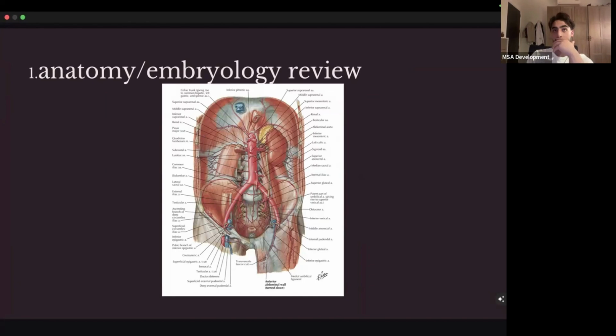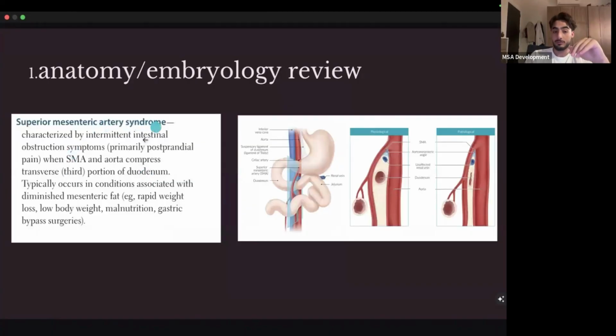Now, let's say we have a condition where a patient is maybe bedridden, or they're on an extremely strict diet where they're losing a lot of weight very quickly, and then they end up with bilious vomiting and signs of obstruction. That's called superior mesenteric artery syndrome. Okay, again, it's characterized by intermittent intestinal obstruction symptoms when the superior mesenteric artery and the aorta compress the third portion of the duodenum. So again, you have the SMA, your superior mesenteric artery, and then right inferior to it, you get the duodenum passing.